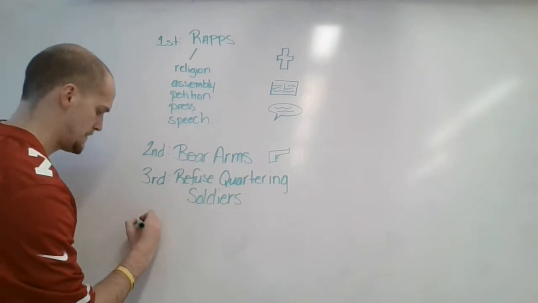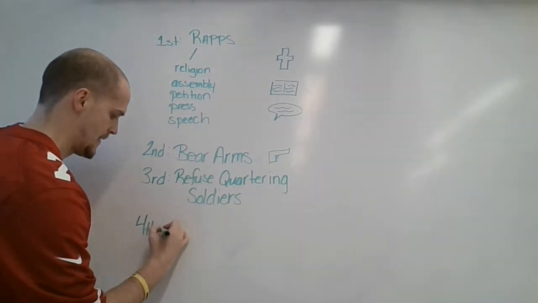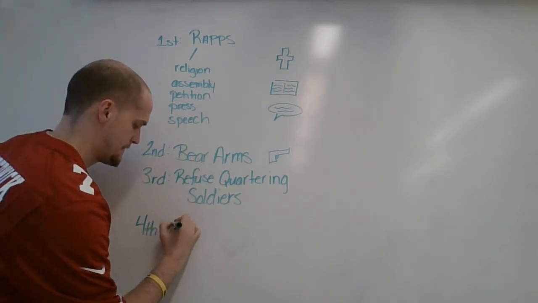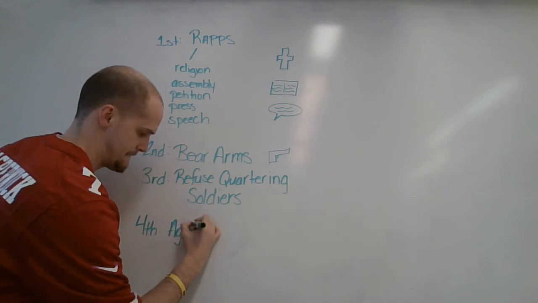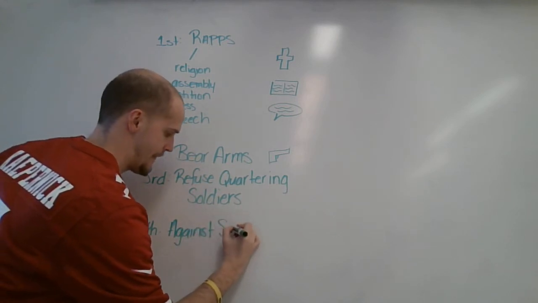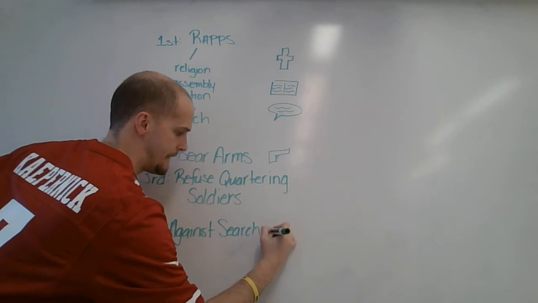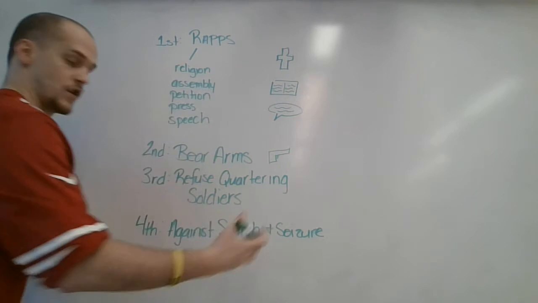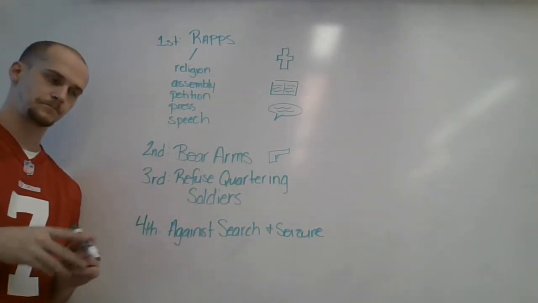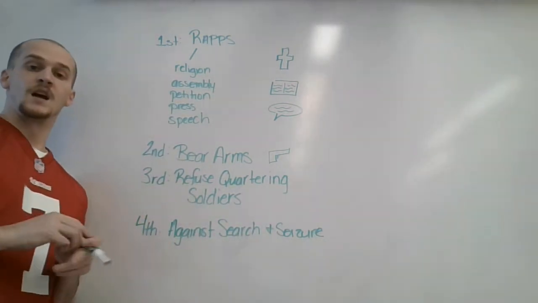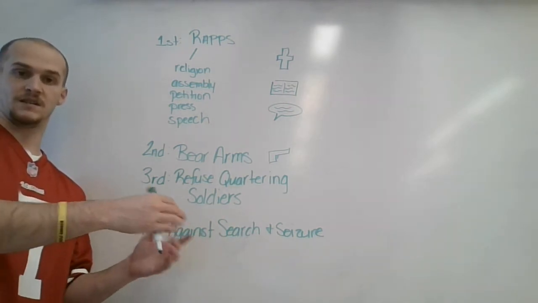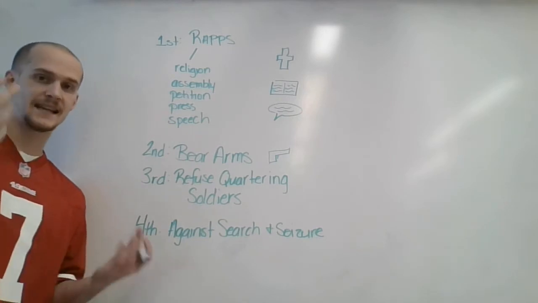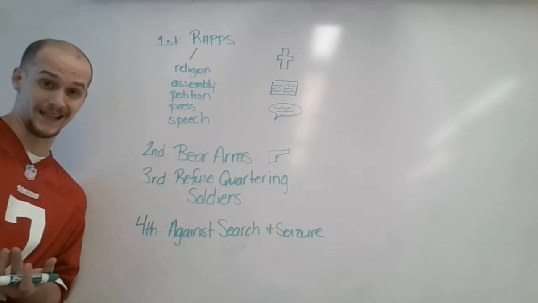The Fourth Amendment is the right against illegal search and seizure. And again, King George had given soldiers and governors power to search homes without reason and seize anything that he deemed to be illegal, or even if he just wanted it.